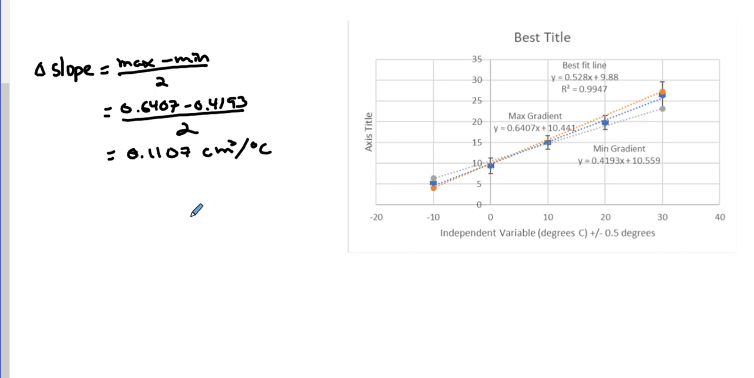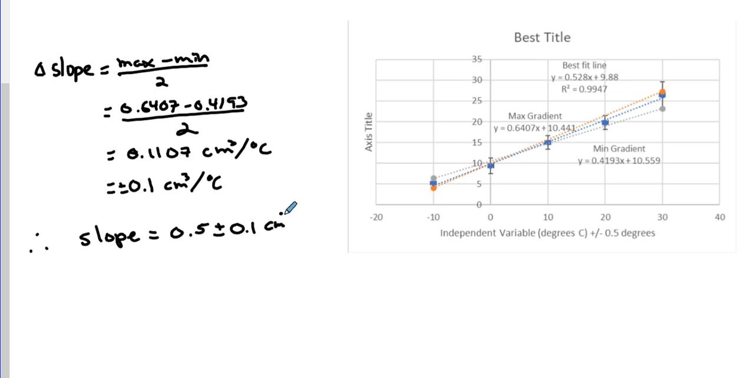Now, I typically say for high school labs that all our uncertainties should be rounded to one significant figure. You might want to check with your teacher on how they'd like you to deal with the rounding of these values. However, I feel like I would write this as a plus minus value of 0.1 centimeters cubed per degree Celsius. And so therefore, we can say that our slope, and therefore our relationship between this volume and temperature, is equal to 0.5 plus or minus 0.1 centimeters cubed per degree Celsius. Again, I've rounded the 0.528 to one significant figure because that place value of the 5 matches the place value of my uncertainty. Again, you might want to check with your teacher in terms of what they expect you to do in terms of rounding and significant figures. This is my approach, especially at the high school level.